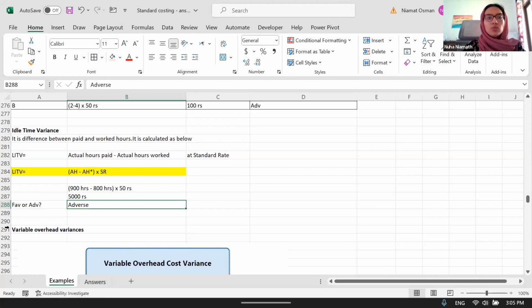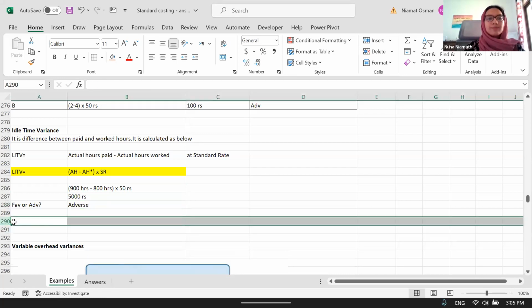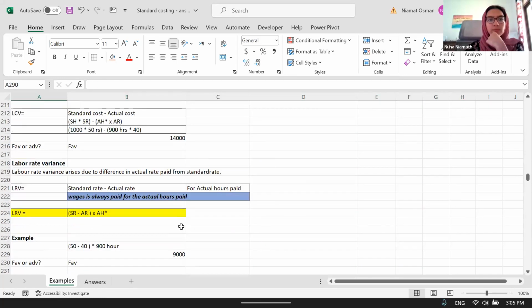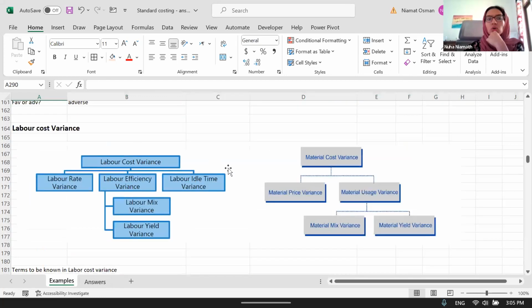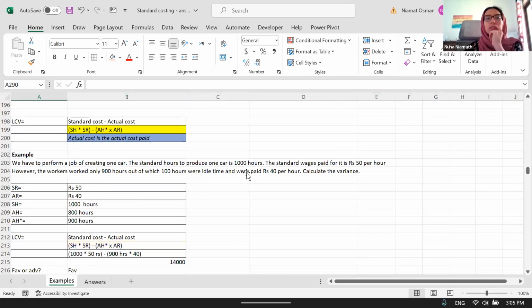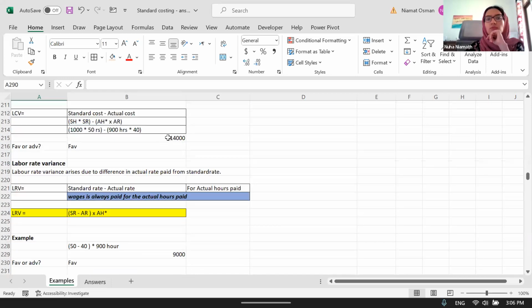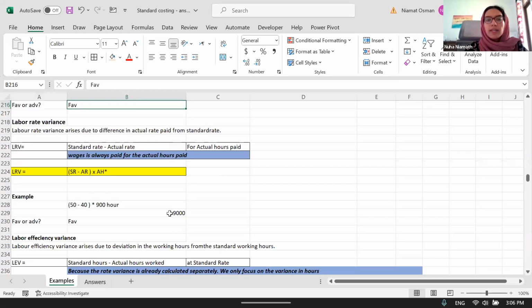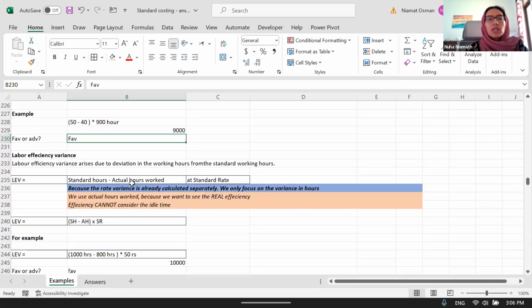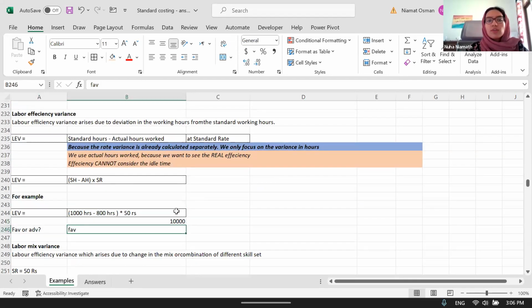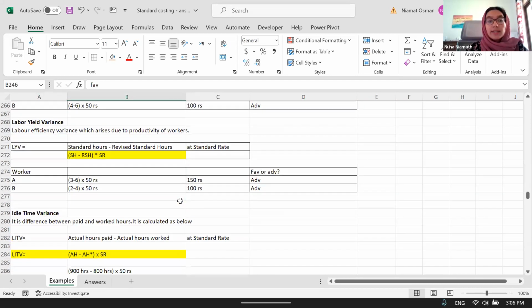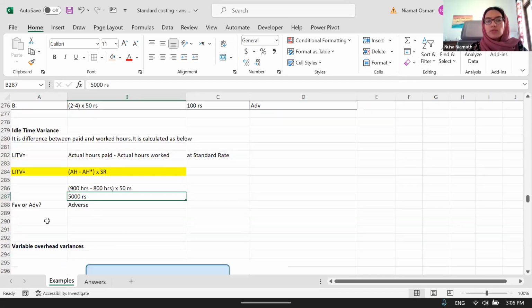Okay. Now, how do we cross verify? If you go back above, labor cost variance has three components: rate, efficiency, and one more new thing here, idle time, which we don't have in material cost. So all these three together should give me labor cost variance. What did we get? Labor cost variance we got as 14,000 favorable. Labor rate variance we got as 9,000 favorable. Labor efficiency we got as 10,000 favorable. And labor idle time we got as 5,000 adverse.